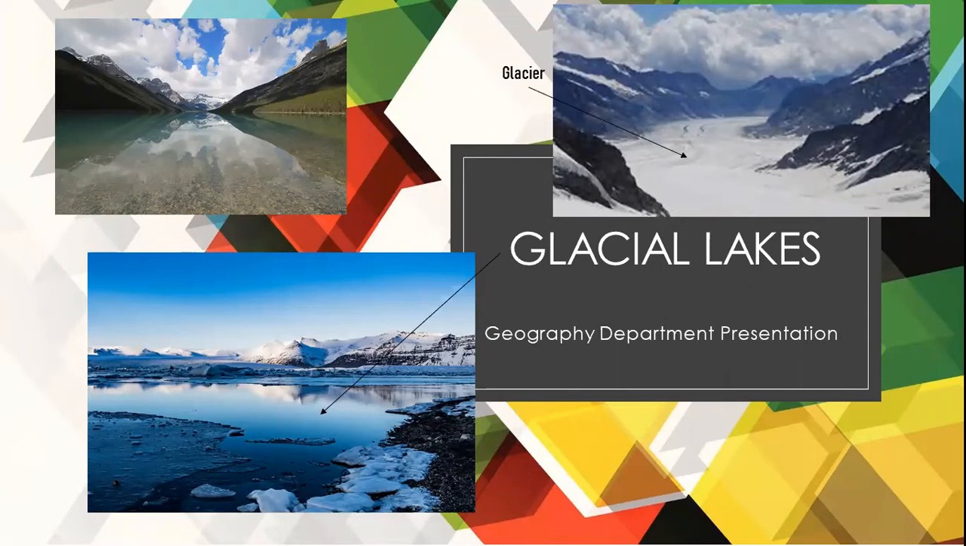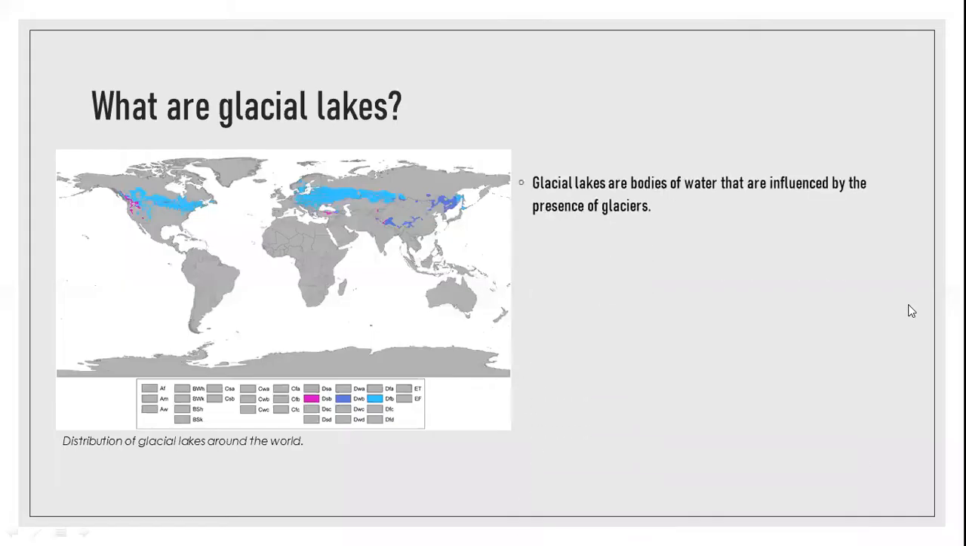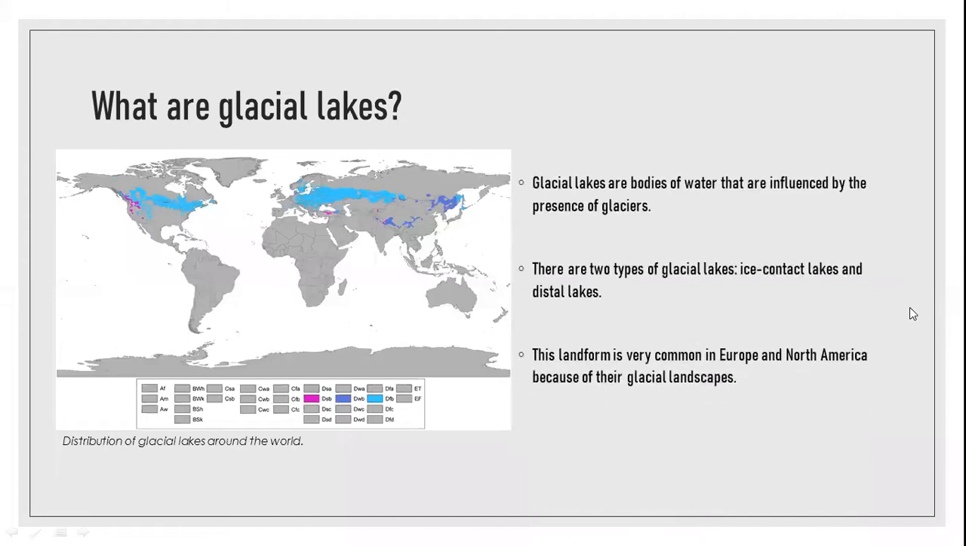I'm Alvin from 5A. Today, I would like to share with you a landform called glacial lakes. So what are glacial lakes? They are bodies of water that are influenced by the presence of glaciers. The bodies of water are formed by the melting of snow in a glacier, and it varies with its size.